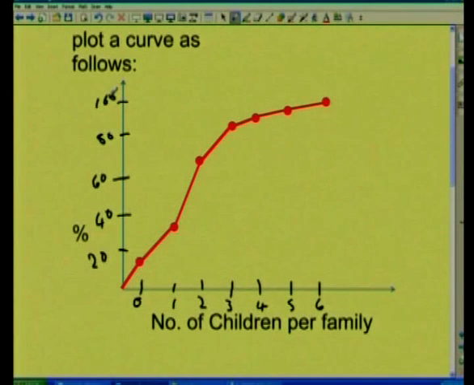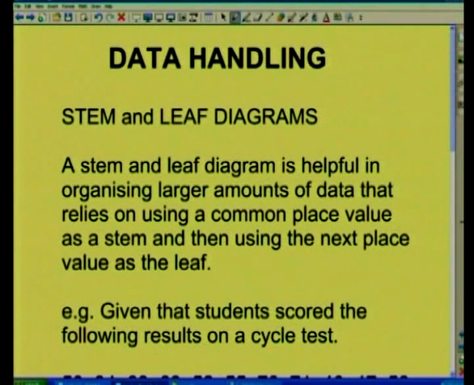Another way of representing data is to use a stem and leaf diagram. Let's have a look at how that works. A stem and leaf diagram is helpful in organizing larger amounts of data. It relies on using a common place value as a stem and then using the next place value as the leaf. I'll explain that in a minute with an example.